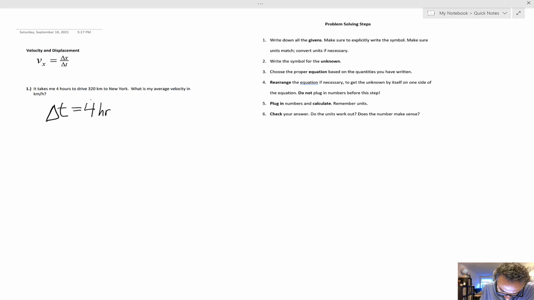The other number I see in there is the 320 kilometers. That's how far it is to New York. That's going to be the displacement there. So that's our delta x. Delta x is our displacement, or how far. We can tell, of course, because the unit is kilometers. So delta x is 320 kilometers.